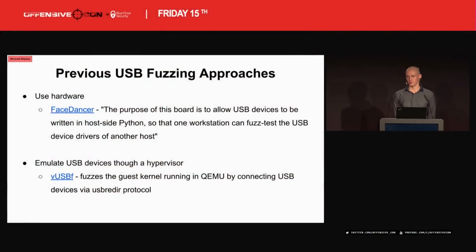And the other idea that I saw is using some kind of hypervisor to inject USB packets into the kernel, to connect USB devices to the guest kernel. I saw a bunch of articles. There is one tool that is actually published on GitHub, and you can just run it and test it. It's called vUSBF. It uses the USB redirector protocol inside QEMU. QEMU, out of the box, supports passing USB messages to the internal kernel and connecting USB devices.